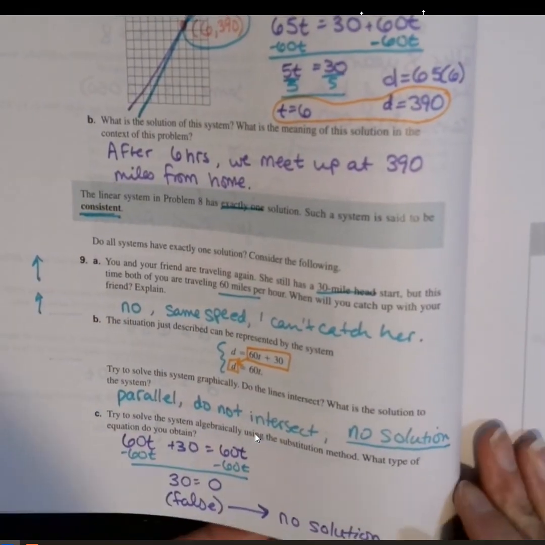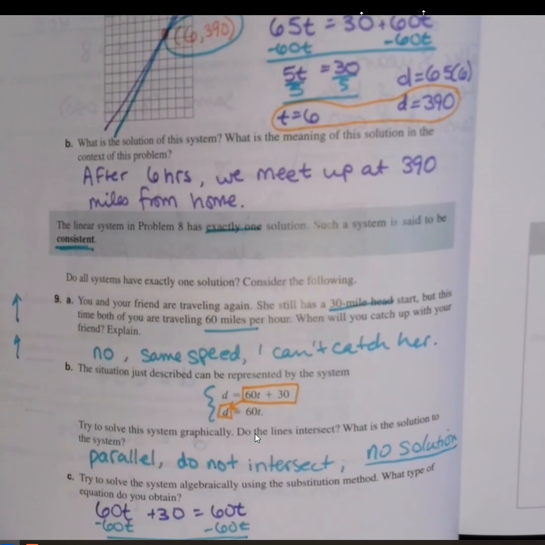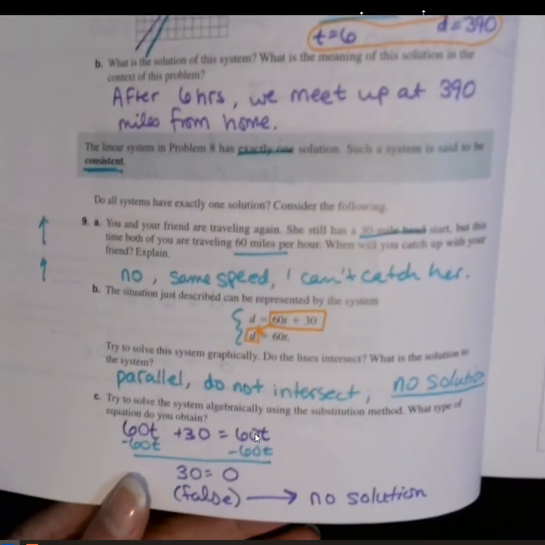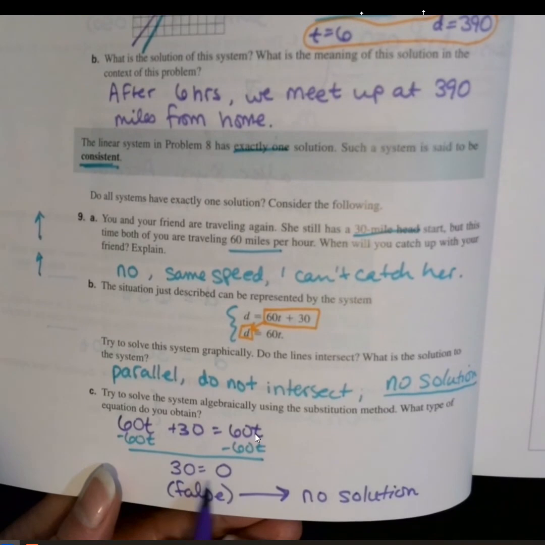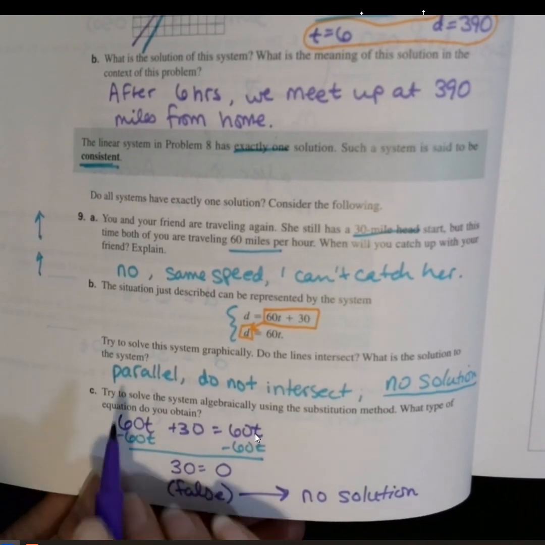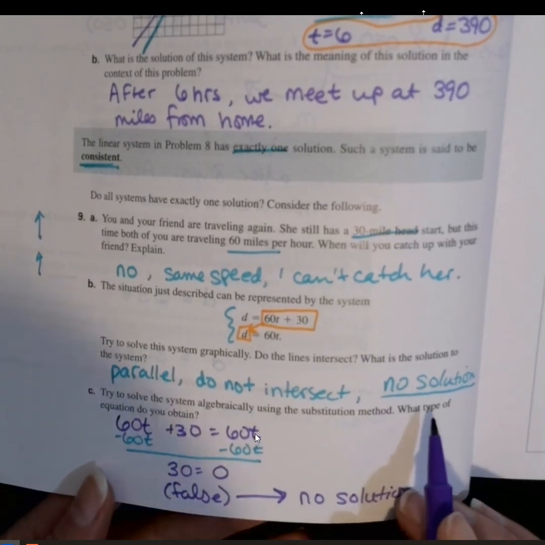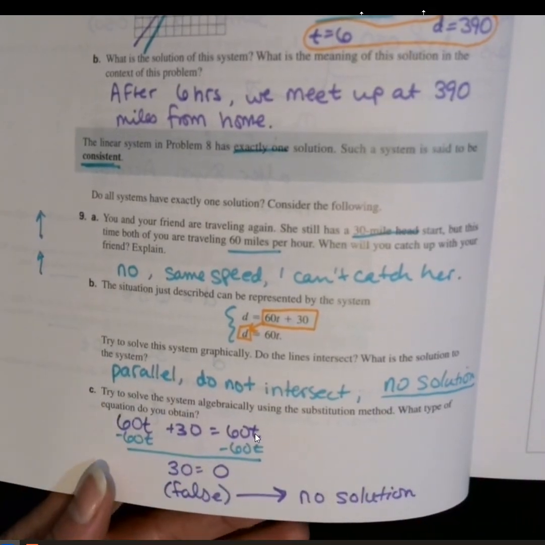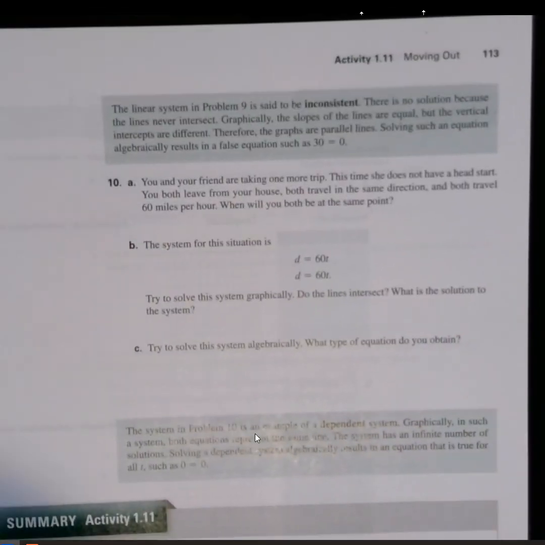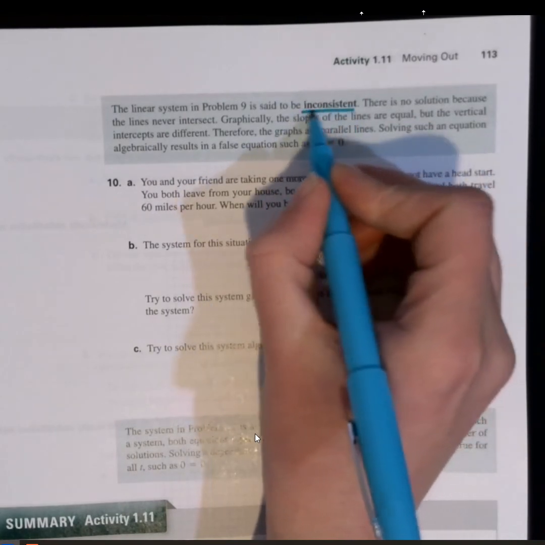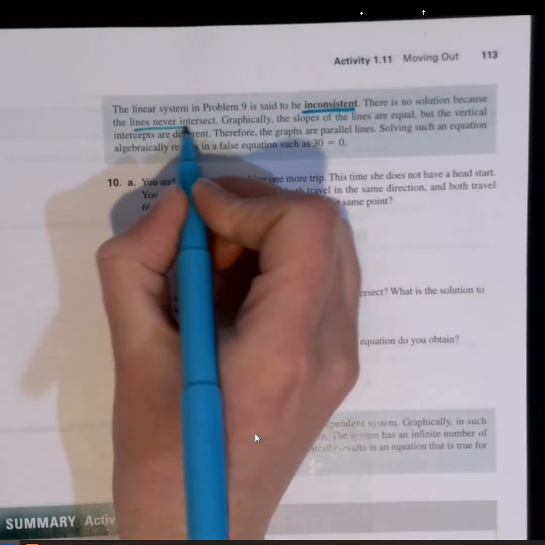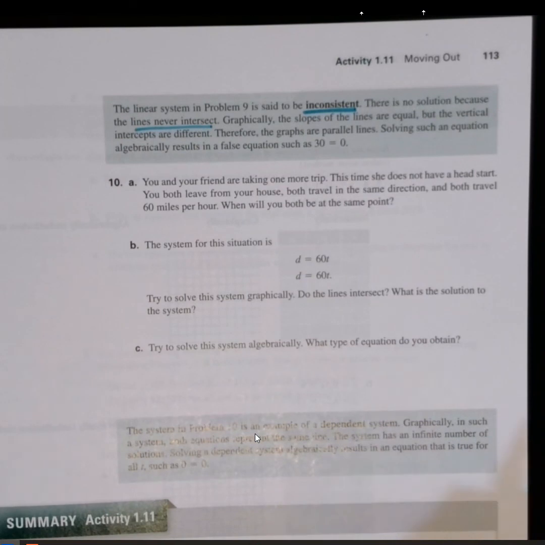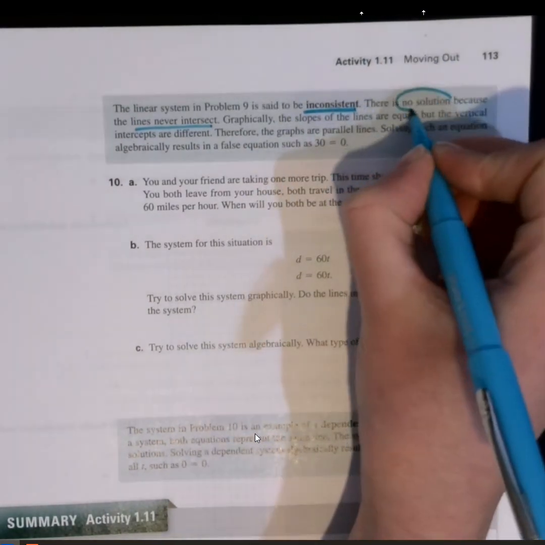But there's no solution. And so this is how no solution would look if you were doing it algebraically: you would see a false statement, something that is not true, leading you to the conclusion that there is no solution. You can see it graphically because they're parallel, they're not going to cross. Okay, so on to the next page. When this happens, the system is called inconsistent because the lines never intersect and it results in a false statement. So if it's inconsistent, there is no solution.